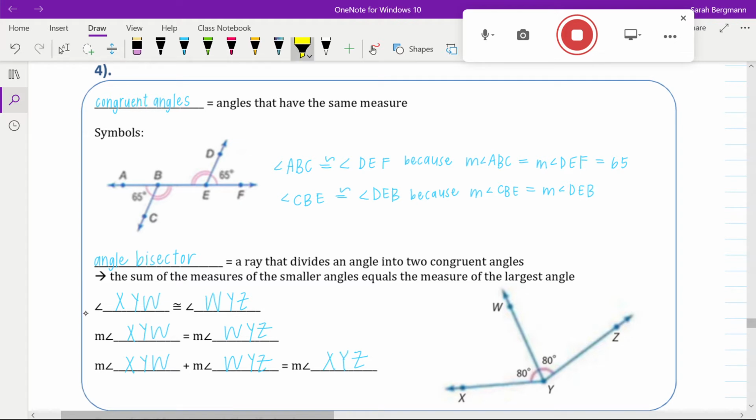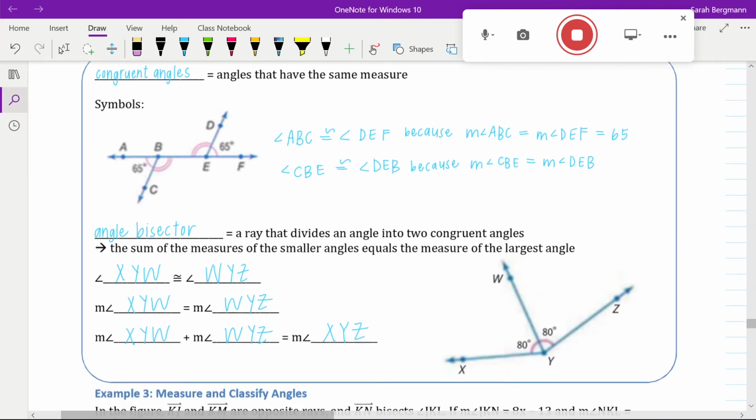So there's a few ways you can say this. Angle XYW is congruent to WYZ. You can see that's marked with the two red arcs. The measure of those angles must be equal, and the measure of the two smaller angles added together equals the measure of angle XYZ, like we said.